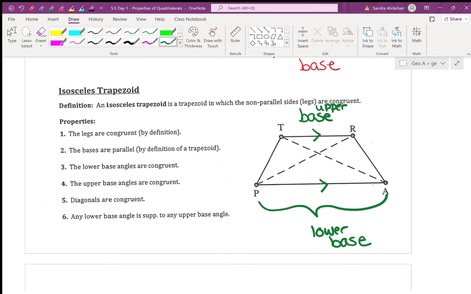All right, the sides that are not parallel. In this diagram, which sides are not parallel? Good. The sides that are not parallel are going to be the sides that are congruent. In an isosceles triangle, aren't the two legs congruent? Same thing with an isosceles trapezoid. Two legs are congruent. So the sides that are not parallel are congruent.